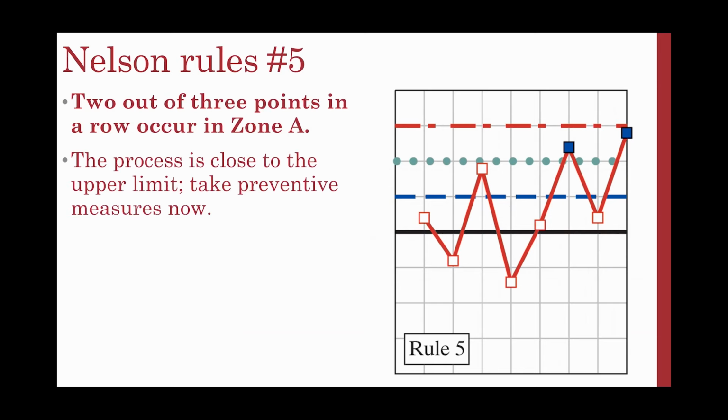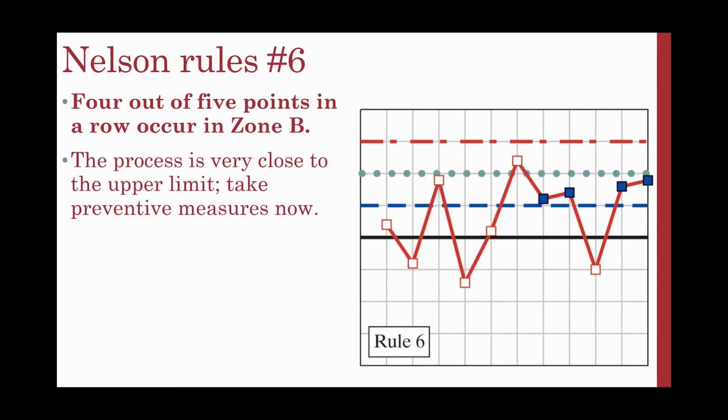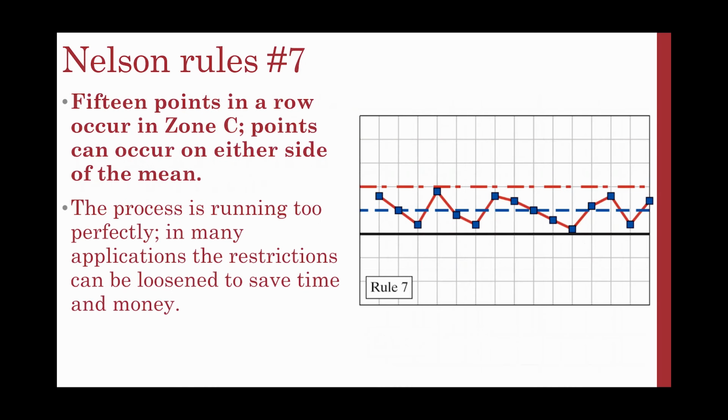If 2 out of 3 points in a row occur in zone A, the process is close to the upper limit, so you want to take preventative measures to fix it now. If 4 out of 5 points in a row occur in zone B, it's the same thing. You're approaching your upper limit, so you want to go fix things now.